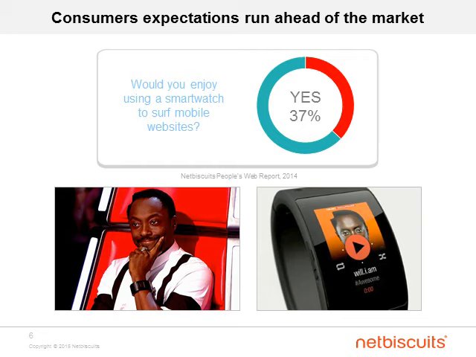But there's another, potentially even bigger concern. Consumers' expectations are running ahead of the market. And here's an example. We asked our same 6,000 consumers if they would enjoy using a smartwatch to surf websites. Now, given that watches are seen as timepieces and that there are only perhaps one or two watches that even offer this type of full web functionality, it's quite a visionary question to ask. But even so, still 37% of consumers said that they would enjoy this experience. So consumers are imagining features and functionalities before they're readily available on the market.